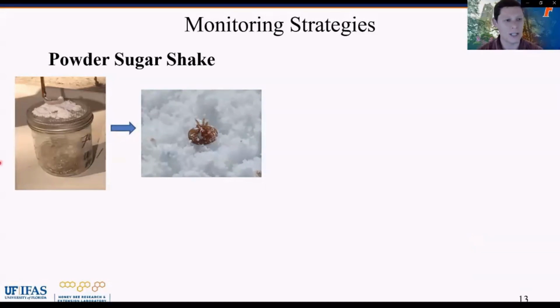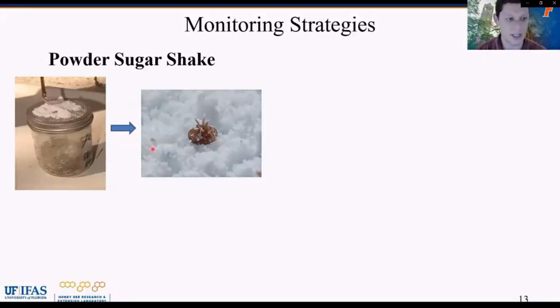But if you have a jar, then you can stick a number 8 mesh, that's 1/8 inch mesh hardware cloth, over this jar. And then you put a couple tablespoons of powdered sugar onto this 300 bee sample here. And then you're just going to roll that around for a minute, and let it sit for a few seconds.